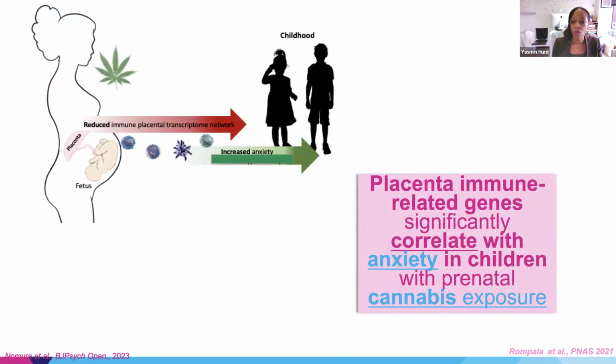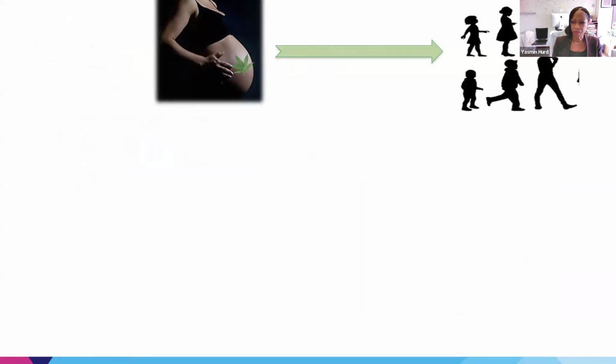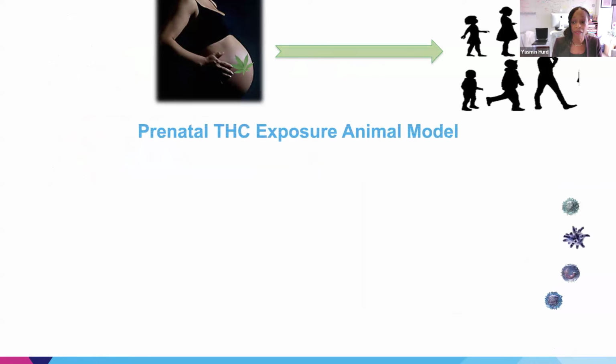Importantly, what we also saw was that the gene expression patterns in the placenta actually predicted the anxiety behavior that we saw in children with prenatal cannabis exposure. So in utero exposure to cannabis, during a time period where the endocannabinoid system plays this critical role in neurodevelopment, we do see impact on children later in life.